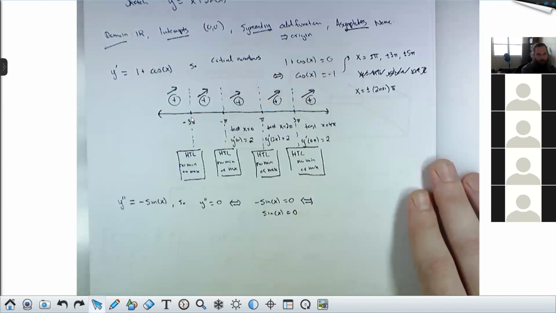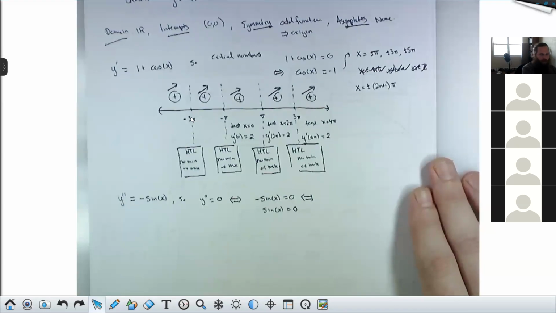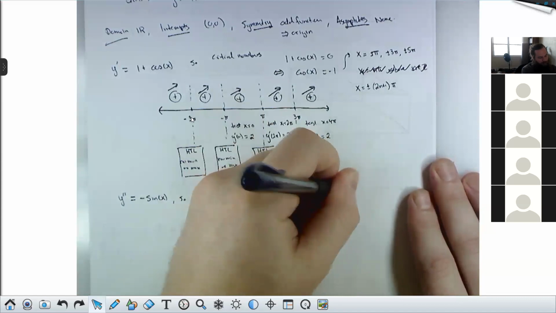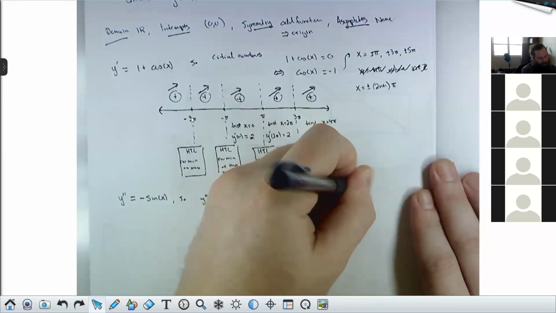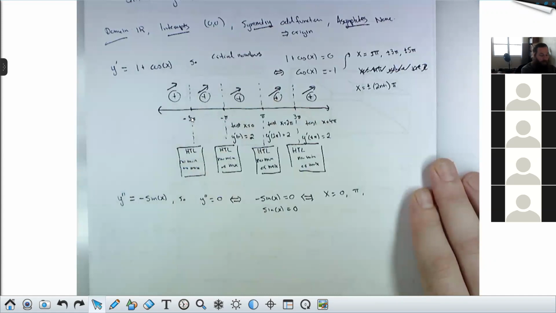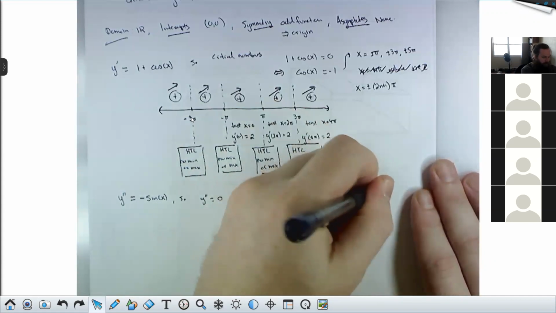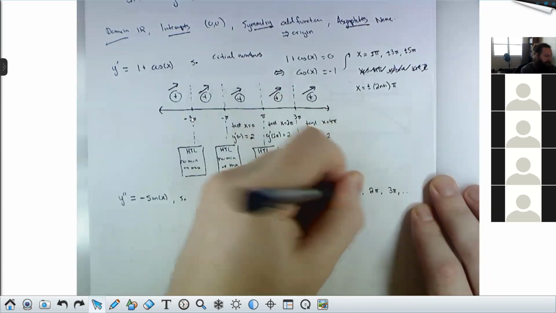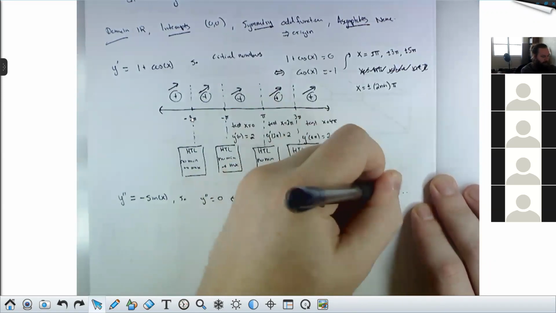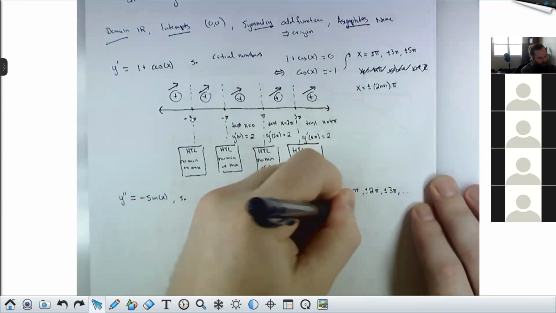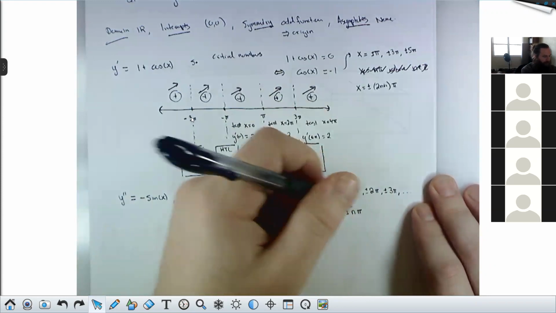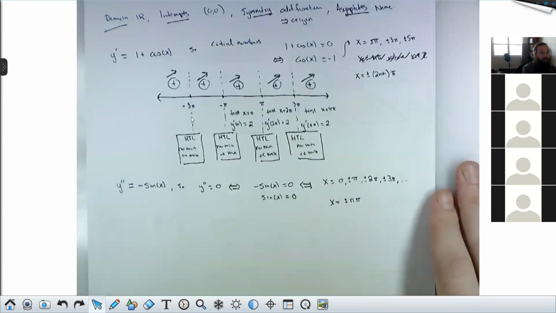0 and pi. 0, pi, where else? Two pi. Yeah. 3 pi. And the positive or negative versions of these. So here the solution is x equals plus and minus n pi. All right, any multiple of pi. Sine is 0 at any multiple of pi.